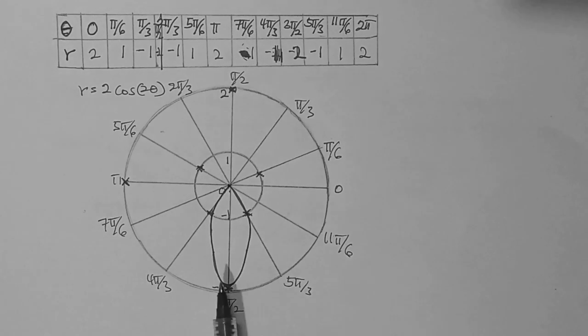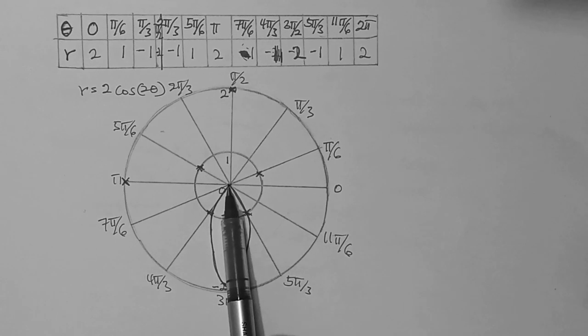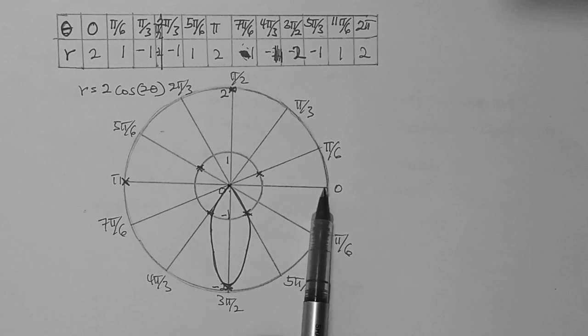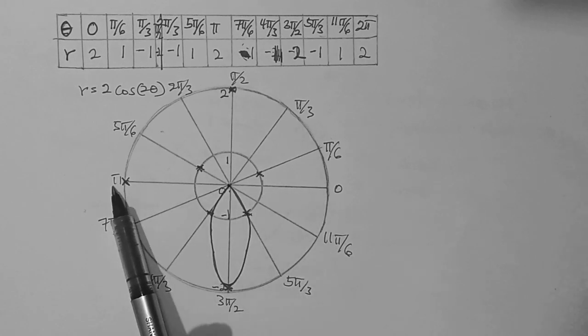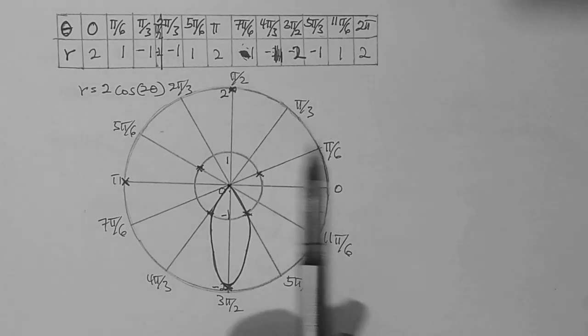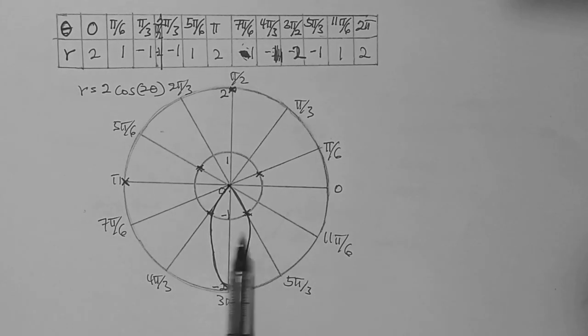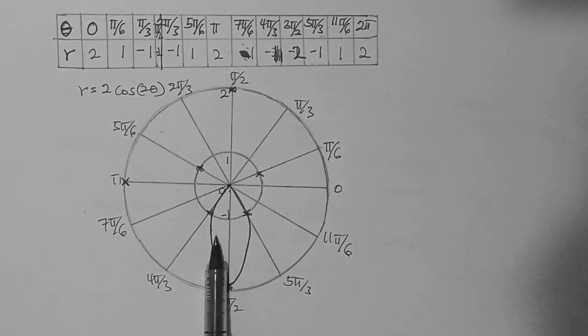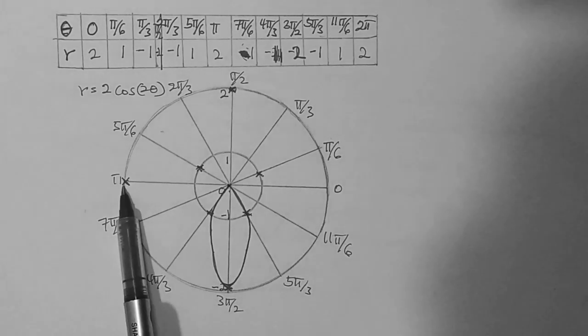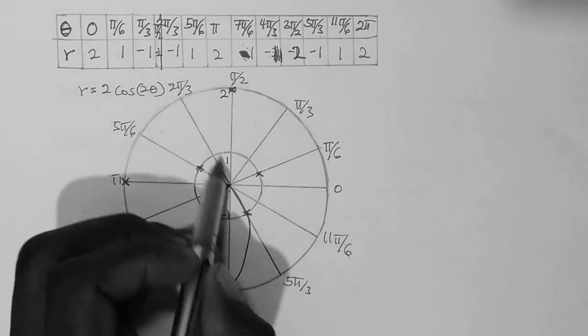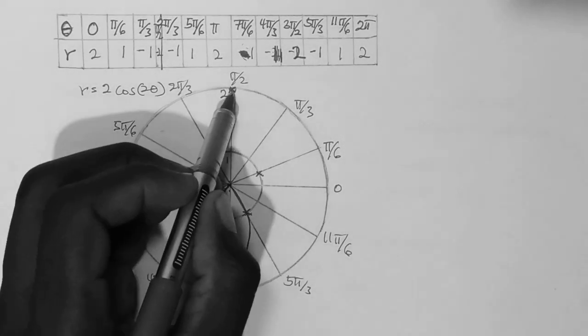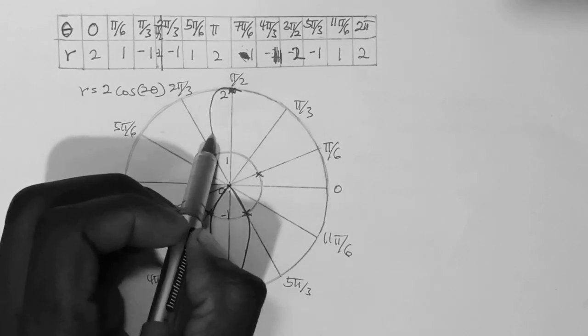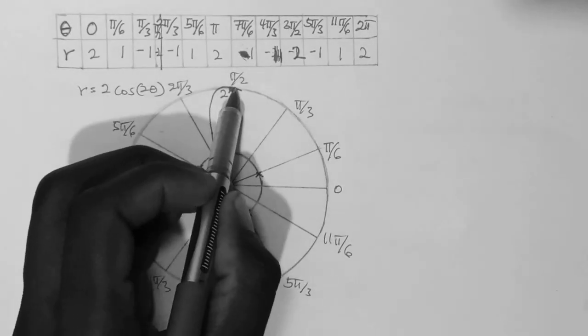And then using the laws of symmetry that we did earlier, we saw that this graph is symmetric about the pole. And then it is also symmetric about the polar axis. And then it is symmetric about the line pi over 2. You can see that with the line pi over 2, this side is equal to this side. And since it is symmetric about the polar axis, we can also draw another one here using symmetry rules. So the one here too will look like this.